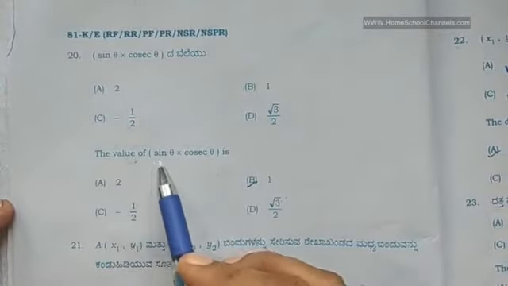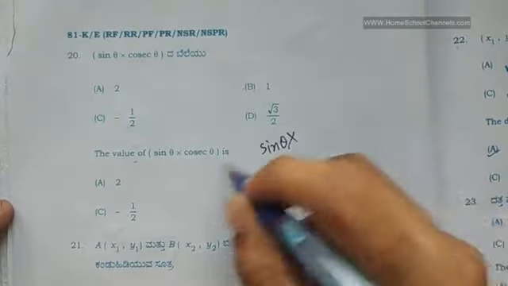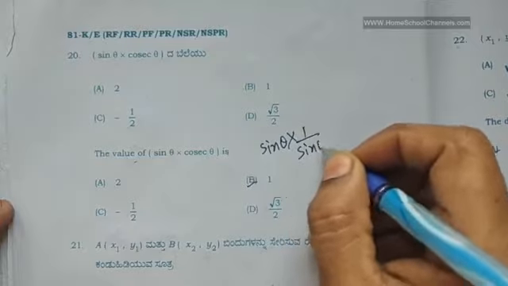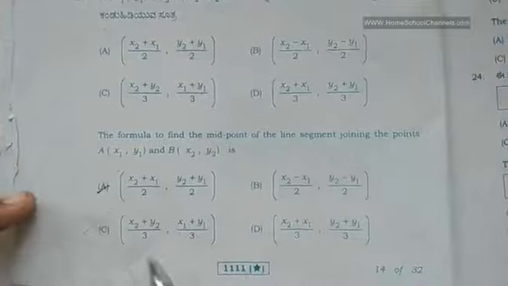20th one, the value of sine theta into cosecant theta is very simple. Sine theta into cosecant theta is nothing but sine theta into 1 by sine theta. Cancel, 1 is the answer. Option B is the right answer.